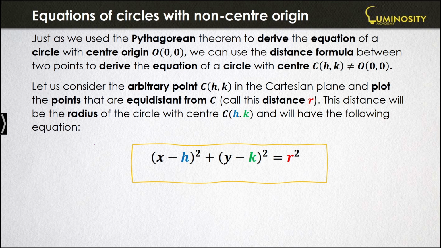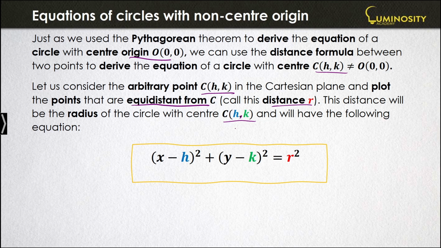Just as we use the Pythagorean theorem to derive the equation of a circle with the center being the origin, we can use the distance formula between the 2 points in a similar fashion to derive the equation of a circle where the center is given by an arbitrary point (h, k), which is not the origin (0, 0). So if we consider an arbitrary point C(h, k) in the Cartesian plane and plot the points that are equidistant from C, and we call that distance r, then this distance will be the radius of the circle and the center will be the point C(h, k). And we will have the following equation.